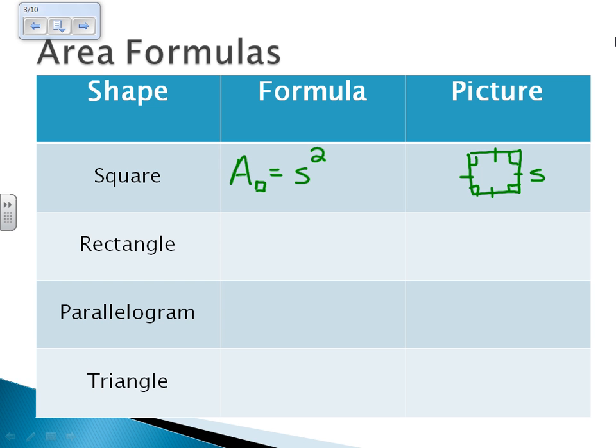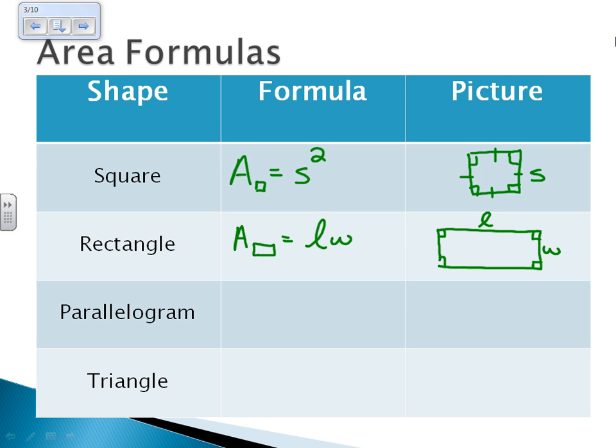The area of the rectangle is equal to, Anthony? Length times width. Traditionally, the length is your longer side and the width is your shorter side. So your picture: your length is the longer side, your width is the shorter side. You guys have seen these all before, right?